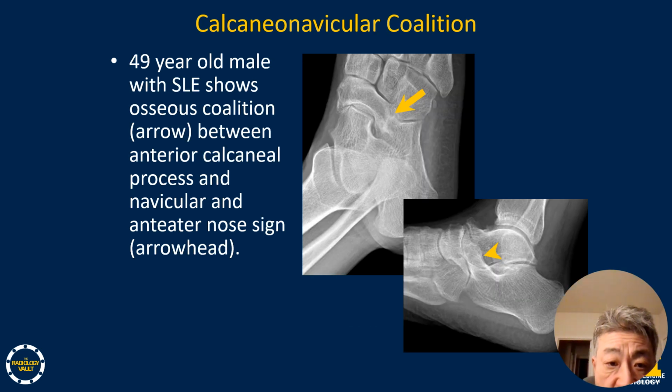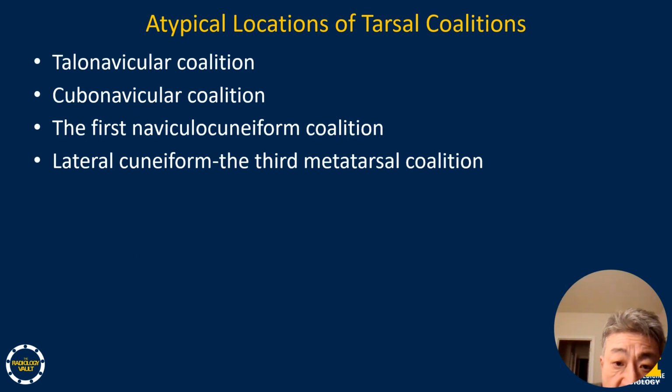A 49-year-old male with lupus shows osseous coalition between anterior calcaneal process and navicular, and we can see the elongated anterior calcaneal process, which can be called the anteater nose sign as well. Atypical locations of tarsal coalitions are talonavicular, cubonavicular, the first navicular-cuneiform, and lateral cuneiform-third metatarsal coalition.